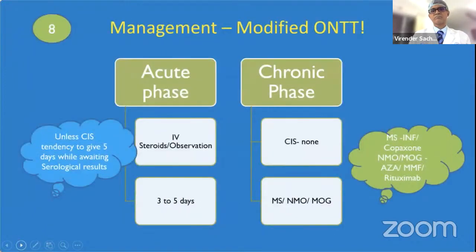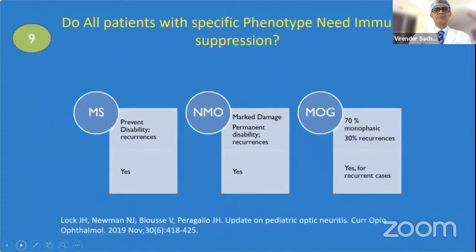Coming briefly to the management, we usually follow the modified ONTT protocol. Acute phase management is with IV steroids for 3 to 5 days. And the chronic phase management depends on the final diagnosis. In clinically isolated syndrome, we do not require long-term steroids or immunomodulators, whereas MS, NMO, and MOG do require definite treatment with specific agents. Especially in MS and NMO, there is a high chance of recurrence and permanent disability. Therefore, all these patients should be given immunomodulators.